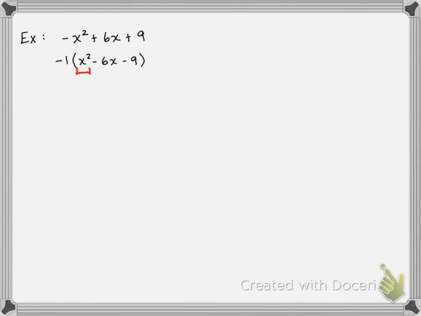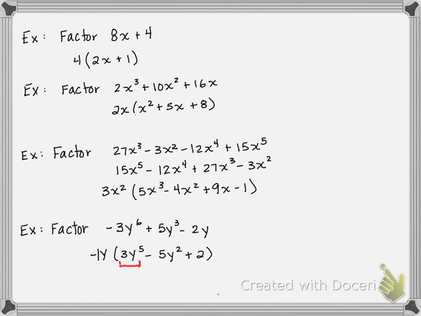What was the last example? This one? Okay. So that's why the y is missing off the 2. Right, we factored a y out of each term. Good.